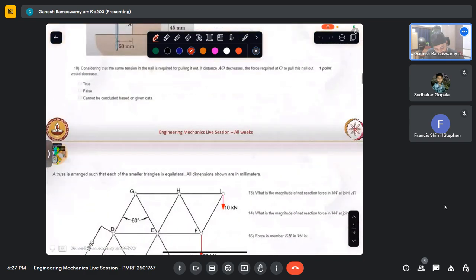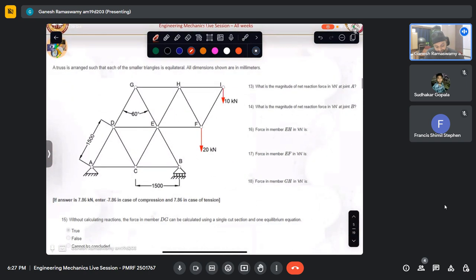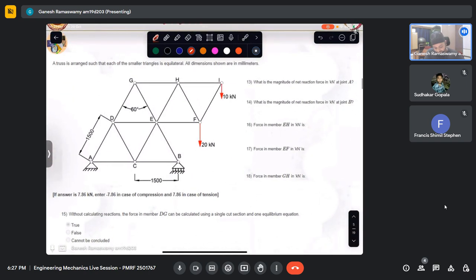So let us look at this question from trusses. A truss is arranged such that each of the smaller triangles is an equilateral triangle. So what do we mean? Each of these is an equilateral triangle. And what do we know about an equilateral triangle? The sides are equal.